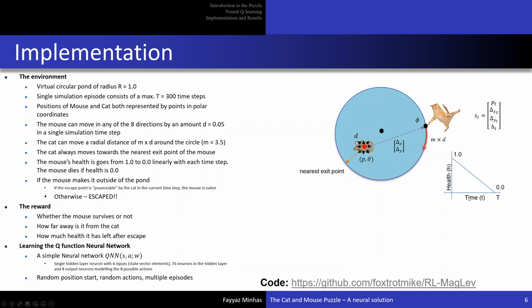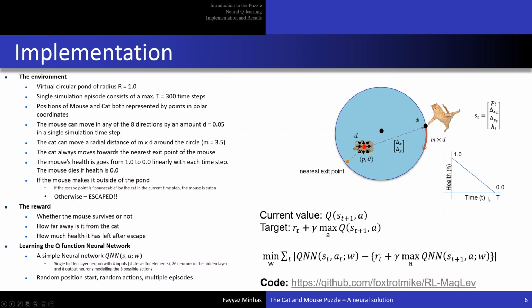As time increases from 0 to t, the health of the mouse decreases from 1 to 0, at which point the mouse sadly passes away. Okay, so that's the basic implementation.